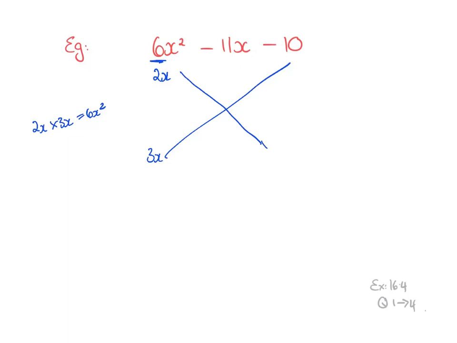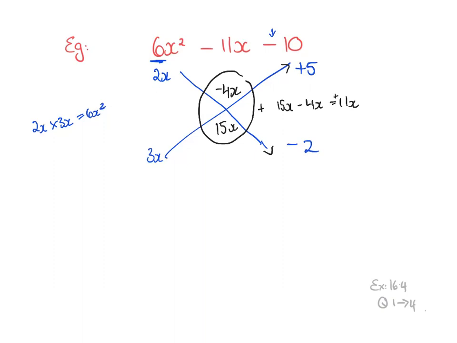Now think of factors of negative 10. What two things could I times together to give negative 10? Positive 5 and negative 2. We're going to try this one. So, what's 2x times negative 2? Negative 4x. Good. And then what's 3x times positive 5? 15x. Okay, if we add these, what's 15x minus 4x? Yeah? 11x.